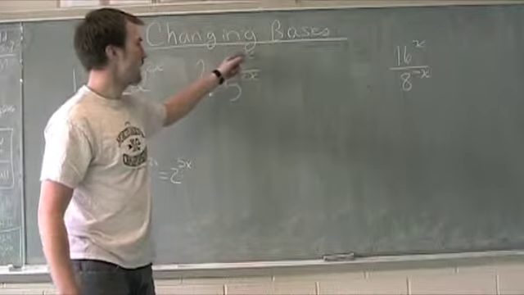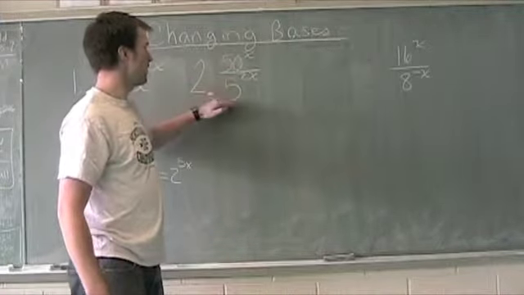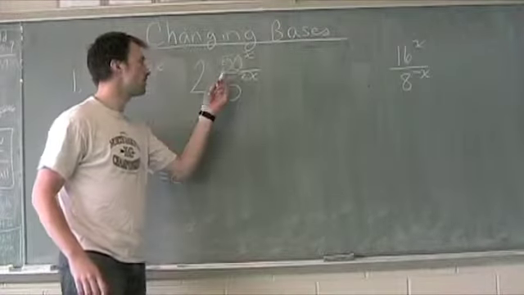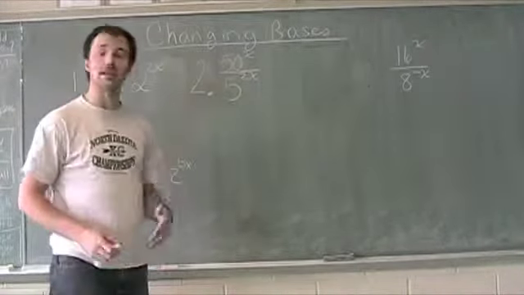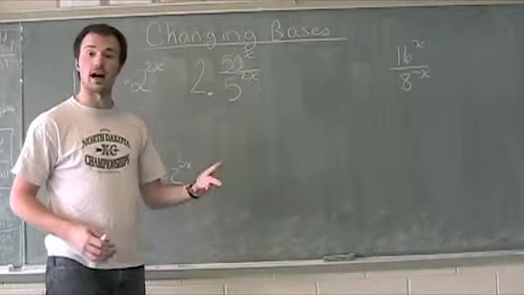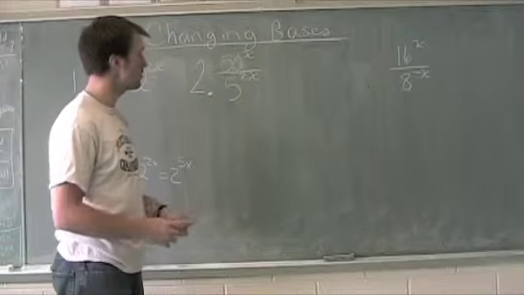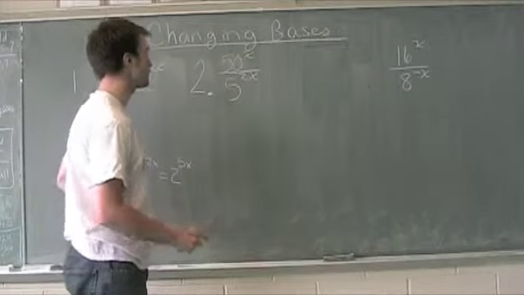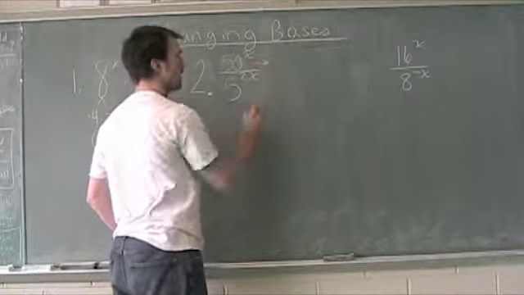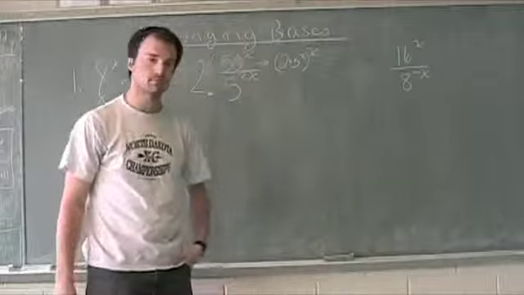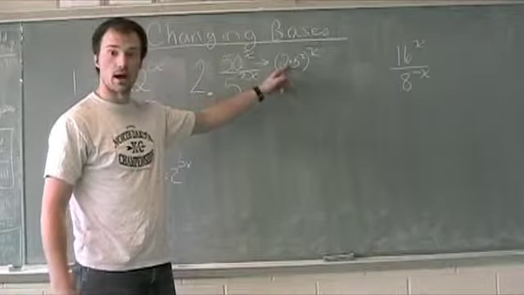We have 50 to the x divided by 5 to the 2x. Well, let's look at these two bases that we have. The base of 50 is a composite number. It's made up of 25 times 2. And let's see what we can do there. 5 is our denominator. Okay, so let's look at 25 times 2, or 5 squared times 2, to the x. Okay, this is what's known as its prime factorization.